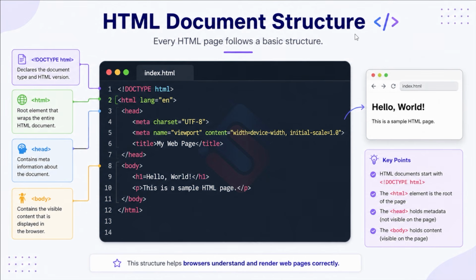HTML document structure. Every HTML page follows a basic structure. At the top, we have the doctype declaration, which tells the browser that this is an HTML5 document. Next comes the HTML element, which wraps the entire web page. Inside it, we have the head section, which contains metadata such as the page title and settings. Then comes the body section, where all the visible content is placed, including headings, paragraphs, images, and links. Understanding this structure is the first step toward becoming a web developer.